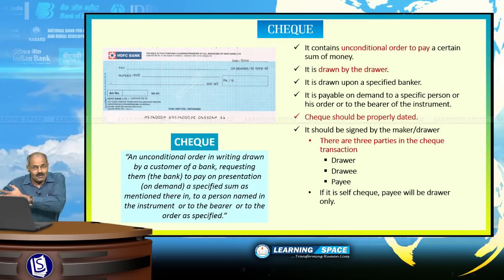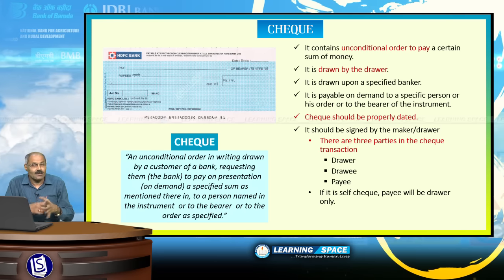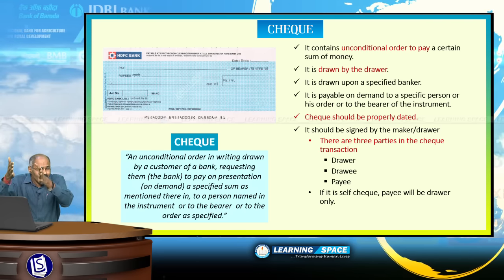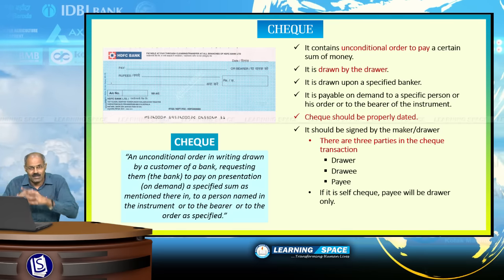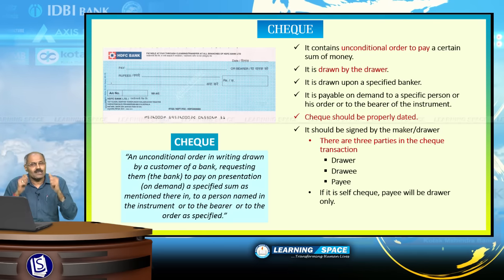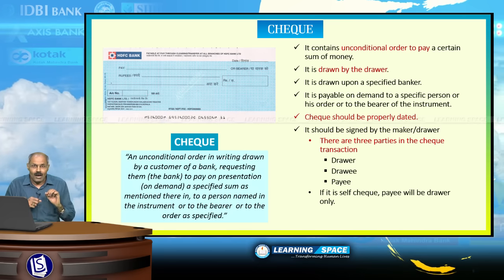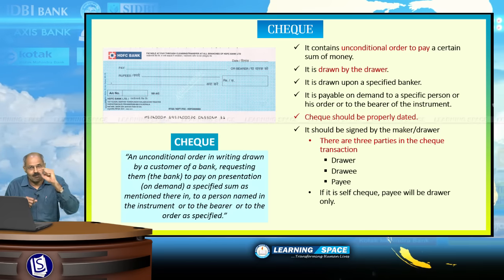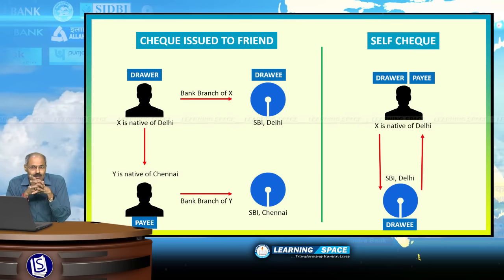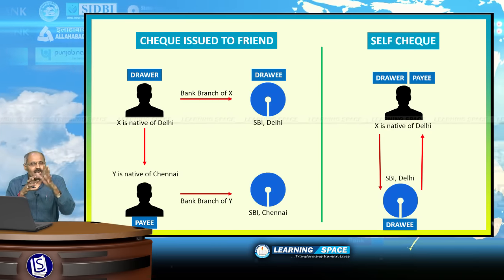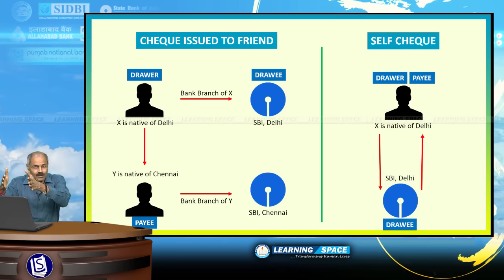So, in this PPT you are looking into the specimen copy of the check, definition of check and various features of the check, that means rules and regulations or the properties of the check. And before understanding what is meant by drawer, drawee, payee, I would like to take up one example, right. So, let us look at this illustration, left side and right side. Left side is check issued to a friend, right side is self check, right.